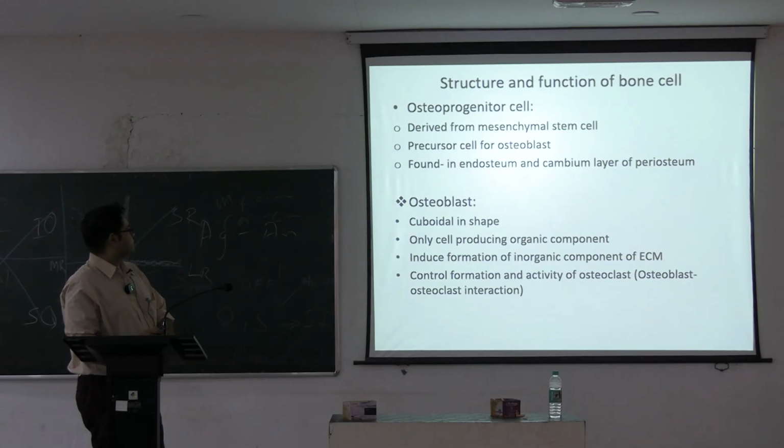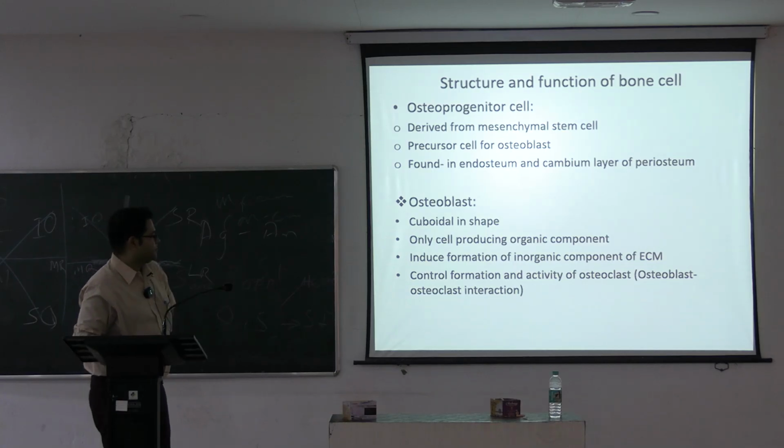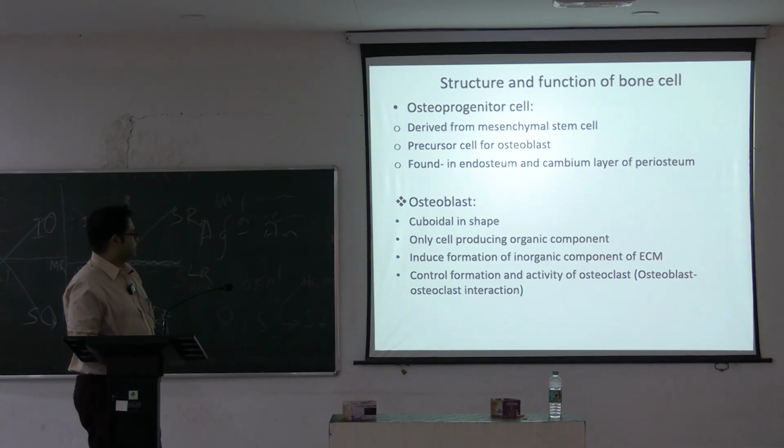The structure and function of the bone cell. These are basically parts of embryology, the basic structures of the bone cell. The first is the osteoprogenitor cell, which is derived from the mesenchymal stem cell, and it forms the precursor cell for the osteoblast. It is found in the endosteum and the cambium layer of the periosteum. You will see later on that the periosteum has several named layers. That's not that important right now, but the most active layer, which has the most blood supply and forms the most osteoblasts, is the cambium layer.